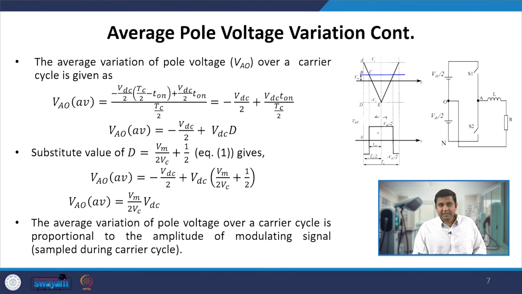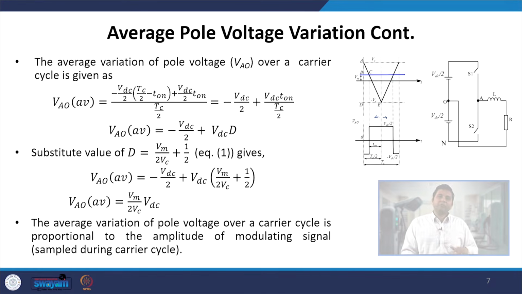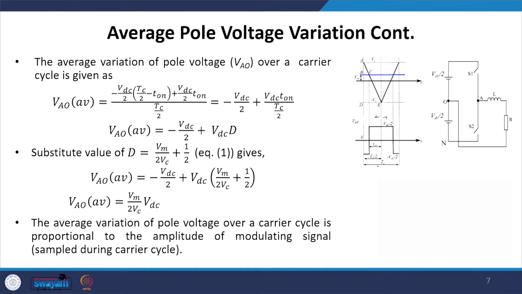So, we can say that it has the half wave symmetry. So, we can write for Tc by 2 period, we can do the averaging up to Tc by 2 period, and that average will be the same average when we do the averaging up to Tc period. So, we will do minus VDC by 2 multiplied by Tc by 2 minus T on, plus VDC by 2 applied for T on period, and then over the Tc by 2 period averaging.